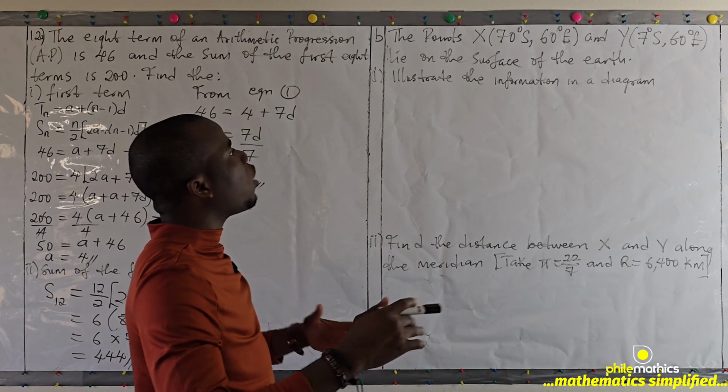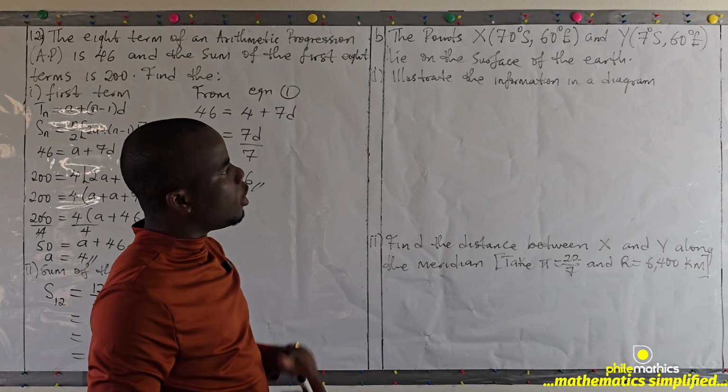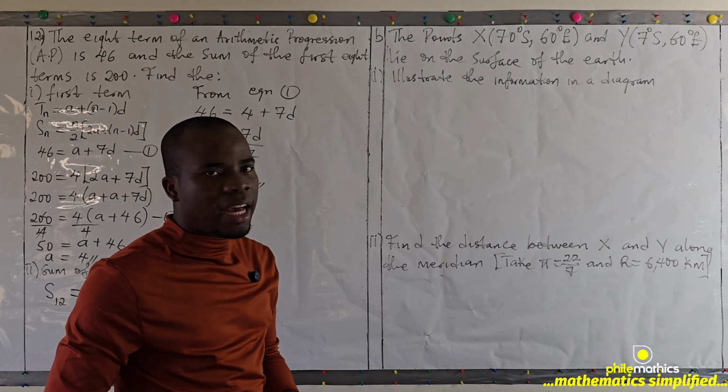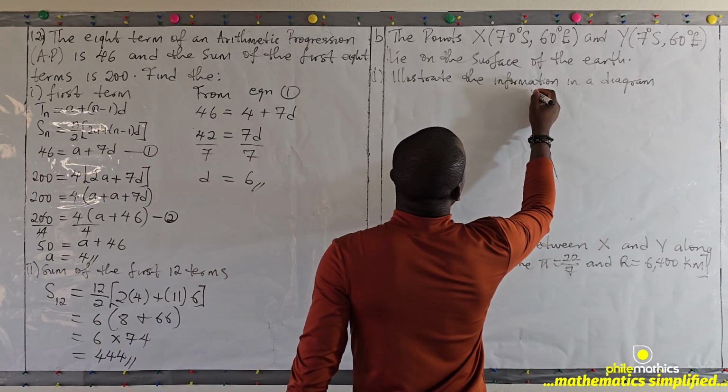B says the point X, 70 degrees south, 60 degrees east, and Y, 7 degrees south, 60 degrees east, lie on the surface of the earth. Illustrate the information in a diagram. This is longitude and latitude.